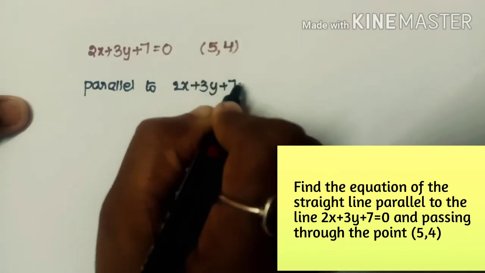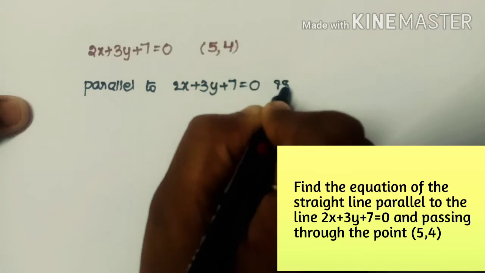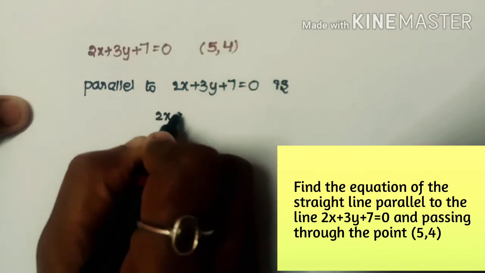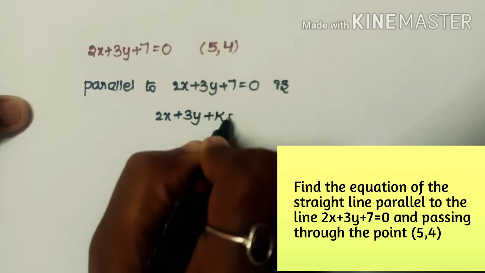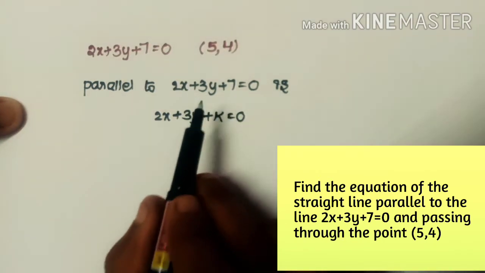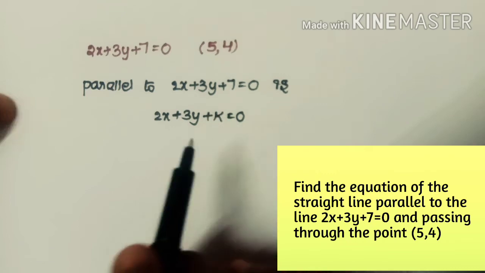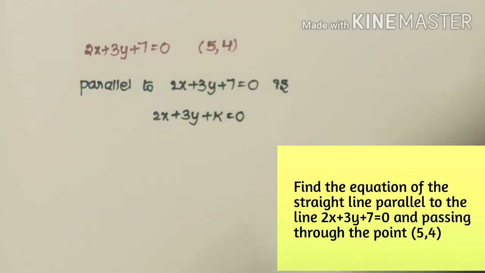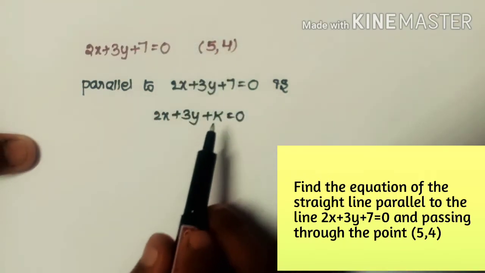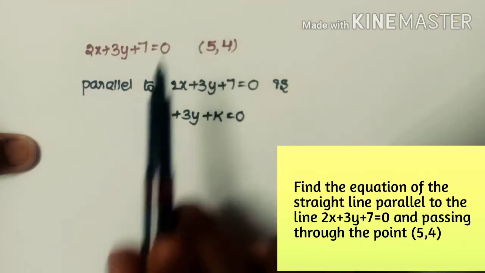Now here we want the equation of the line parallel to 2x plus 3y plus 7 is equal to 0. Equation of a line parallel to 2x plus 3y plus 7 is equals to 0 is 2x plus 3y plus k equal to 0. Parallel lines differ by only constant. So now we want the value of k. Given that it passes through the point 5, 4.